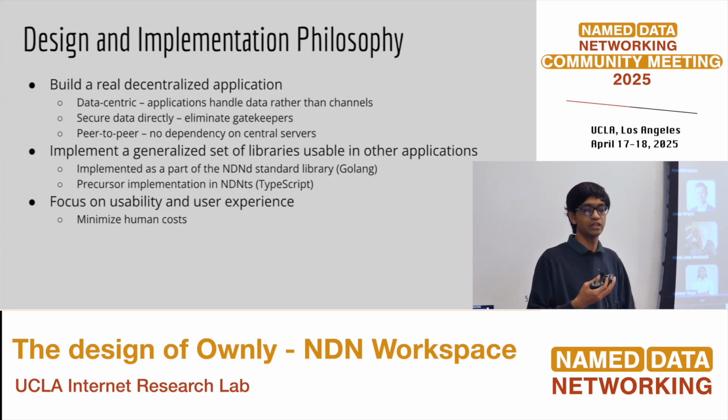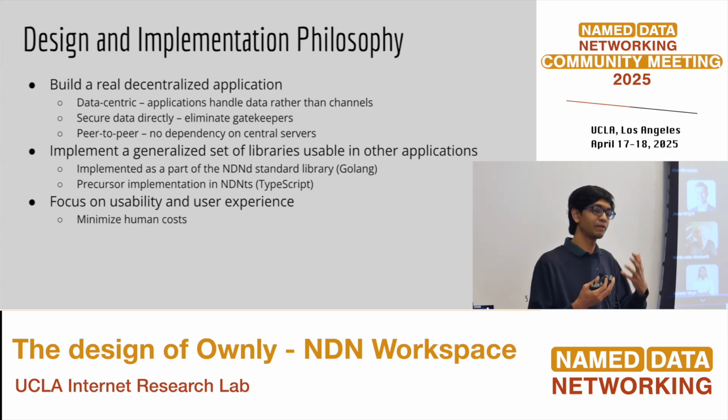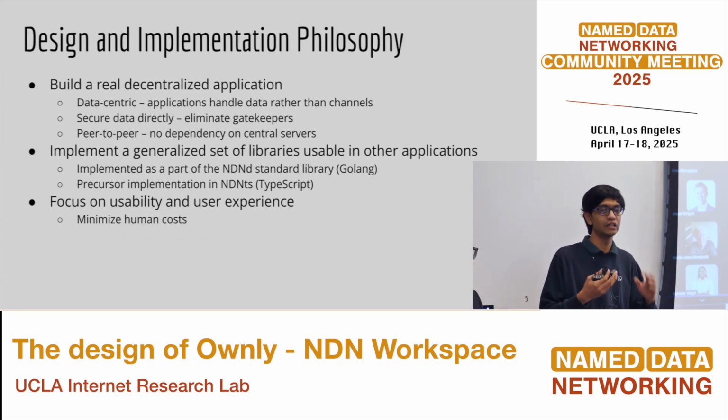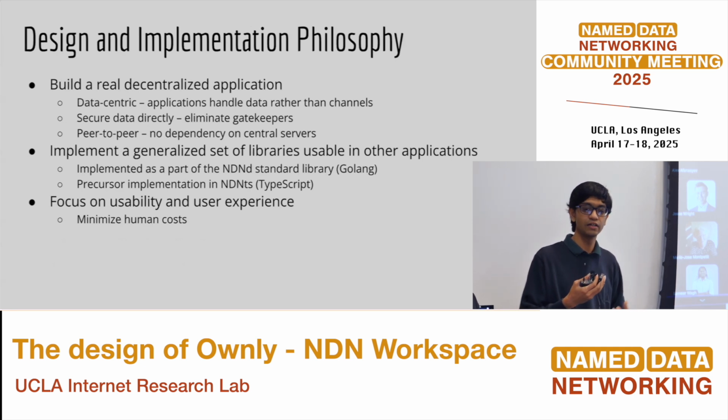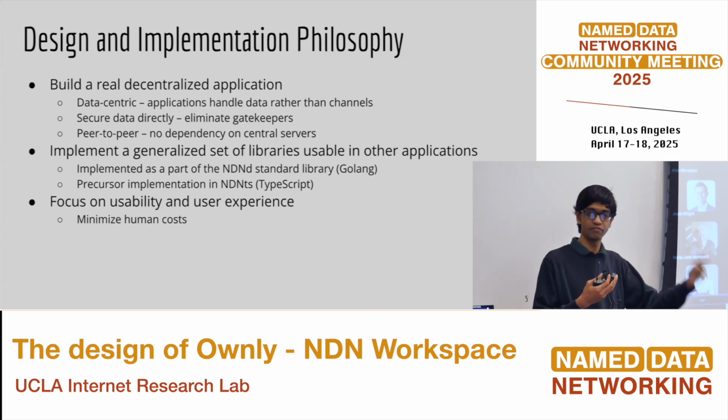So when we started building Ownly, the philosophy was that we want to build a real decentralized application. It should be data-centric, and applications should handle only data instead of dealing with TCP channels and figuring out which server to talk to and all of that. The application only deals with what it needs, which is data. Part of that is securing the data directly and eliminating these gatekeepers, like the authentication server that sits in front of all of our data in the cloud, which is a gatekeeper to see who you let in and who you don't.